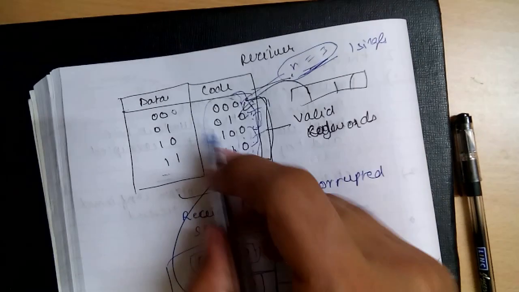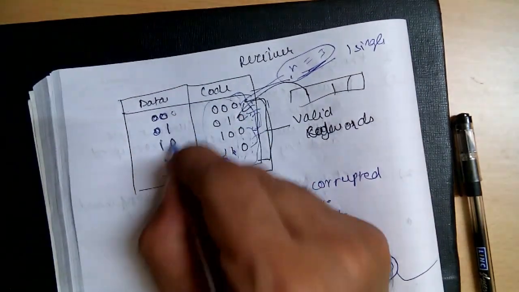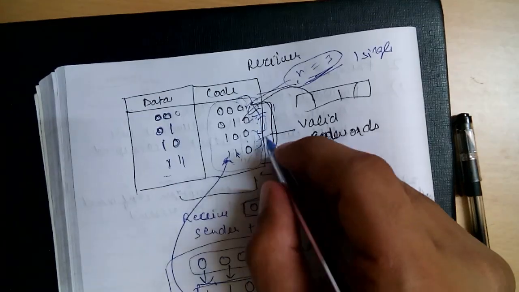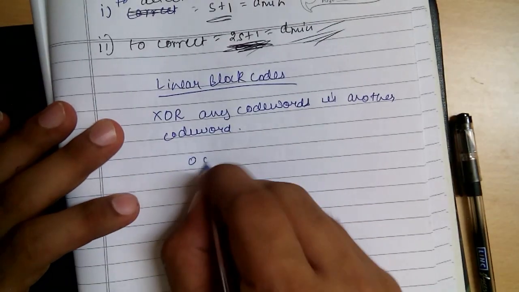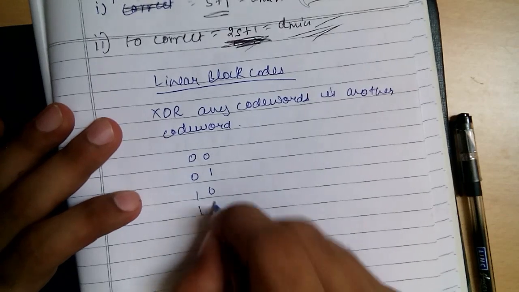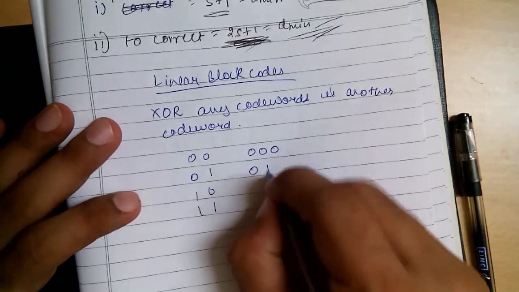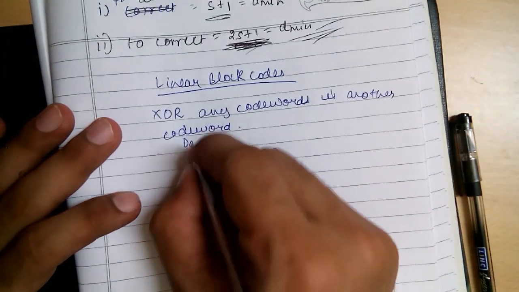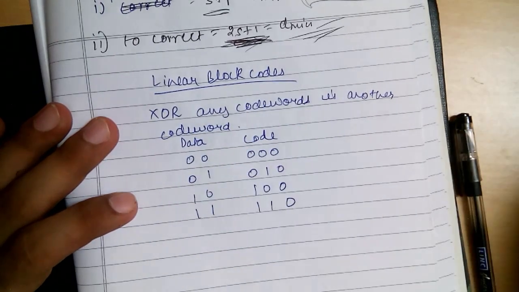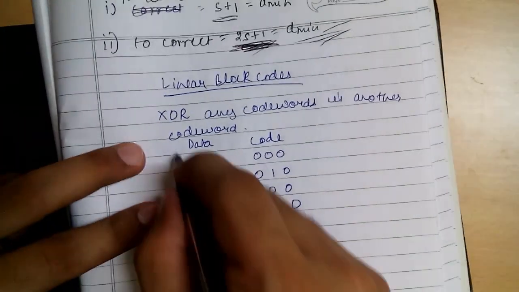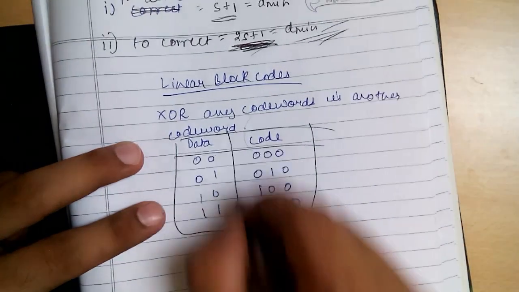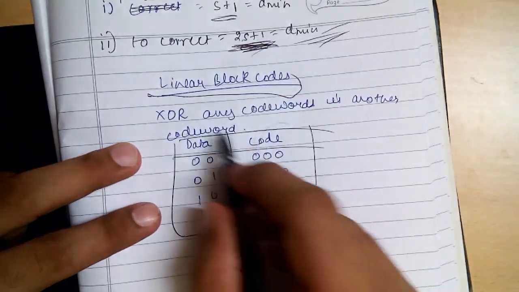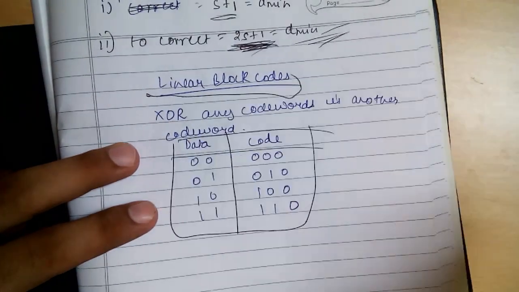So let's see. As our data was this 00 01 10 11, and our code was this 000 011 101 110. Let's create another. These are our data words and these are our code words. So whether this set of code words belongs to linear block codes or not, we can XOR any two code words and see if we get another code word.